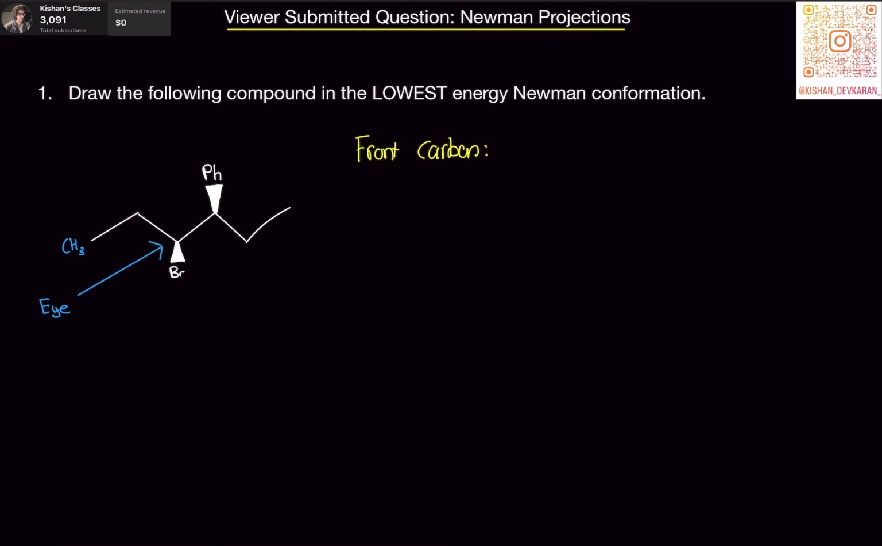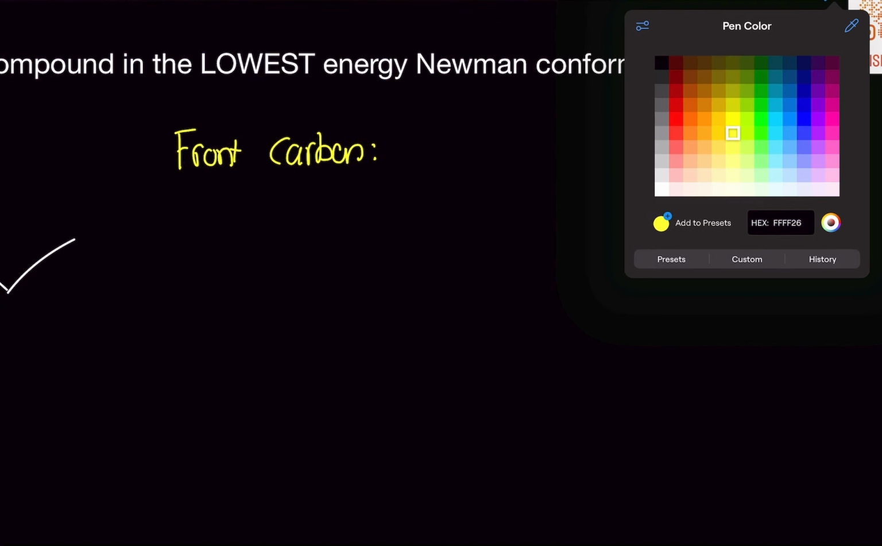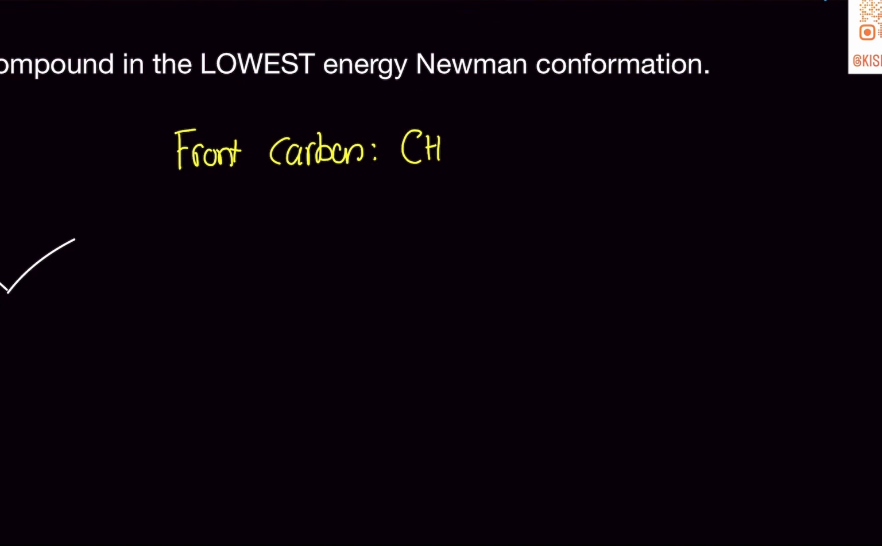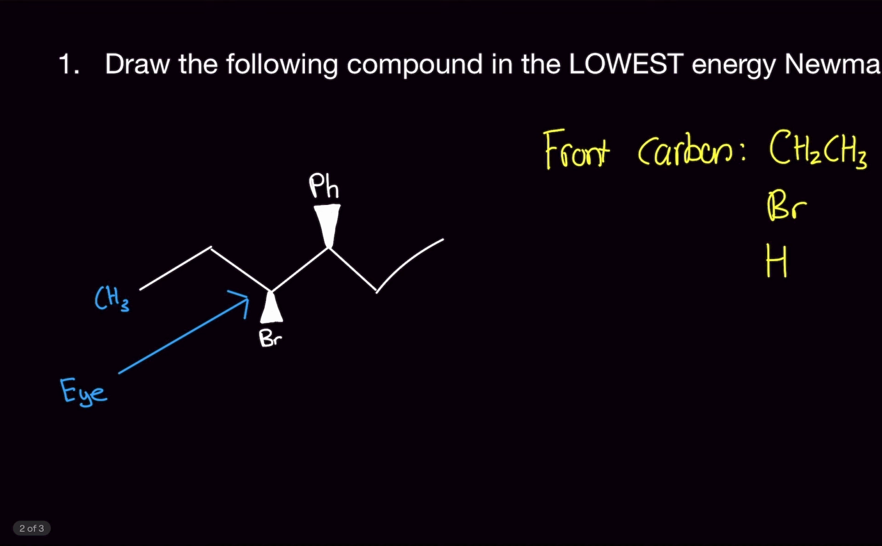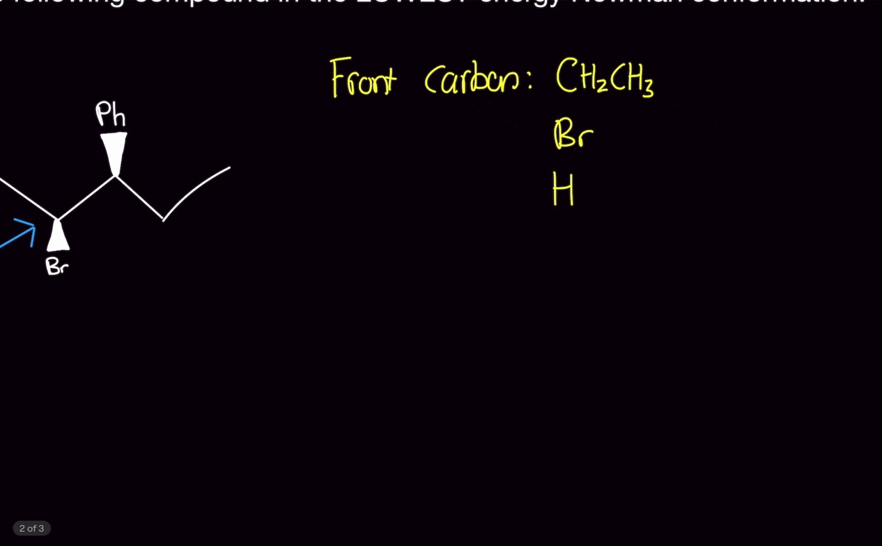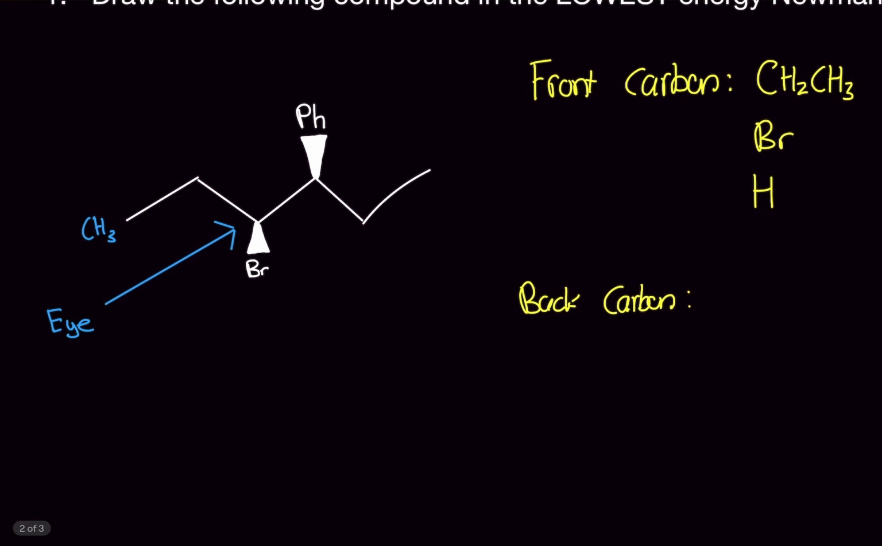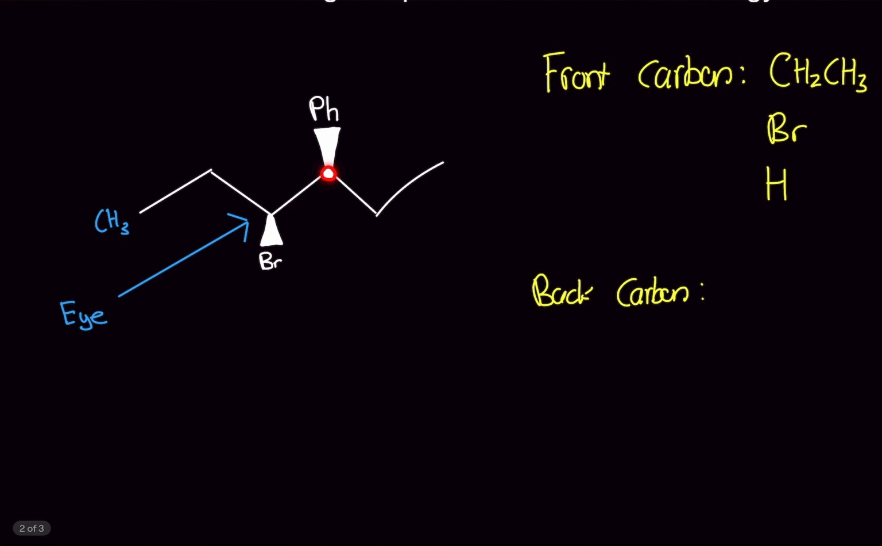So indeed, it's actually a CH2, CH3, a bromine, and a hydrogen that are all attached to the front carbon. Okay, even though there's a CH3 here, we need to include this one too because it's bonded. Eventually, it's bonded to this, right? So now we need to identify the back carbon stuff. Okay, so we look at here.